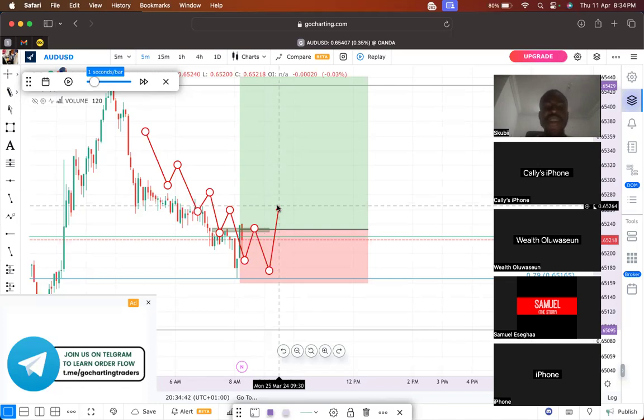Do you understand? That's to tell you that this level I want to buy from, I'm not the only person that is buying from here. Other buyers still are trying to enter this same market at this point. Do you guys understand?